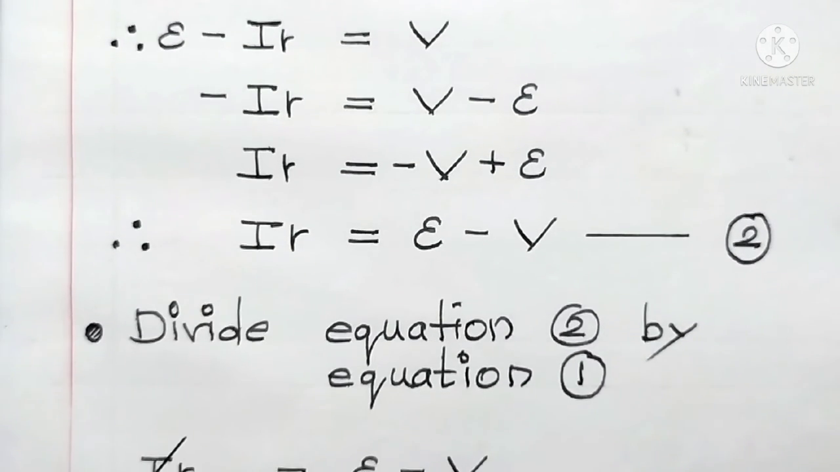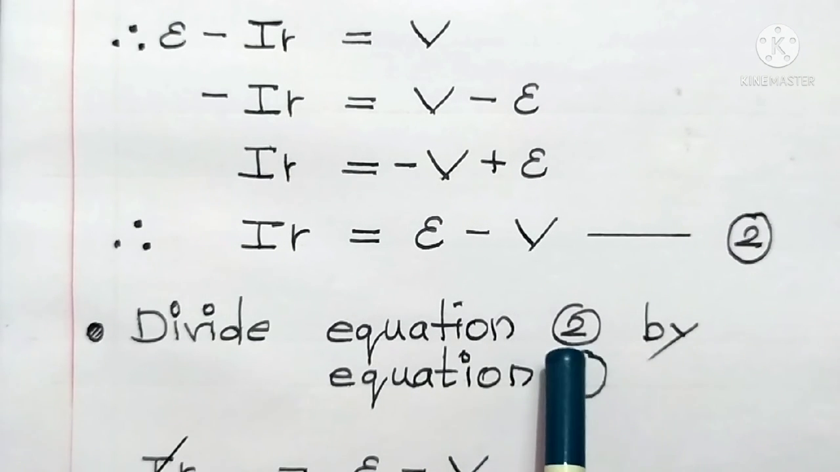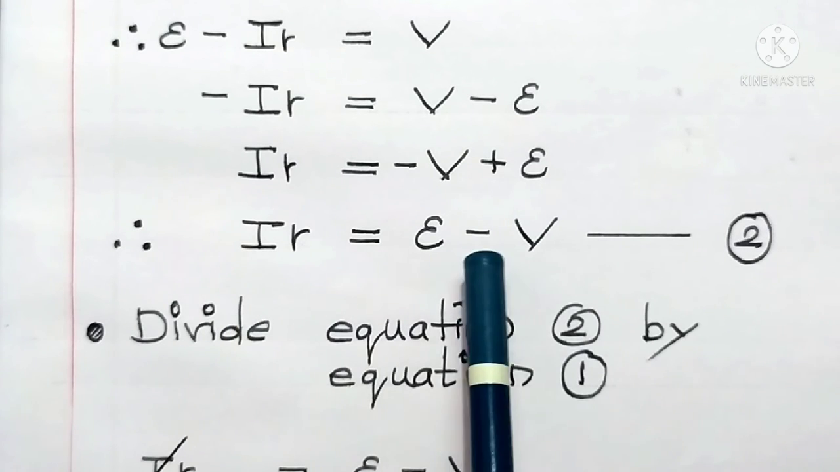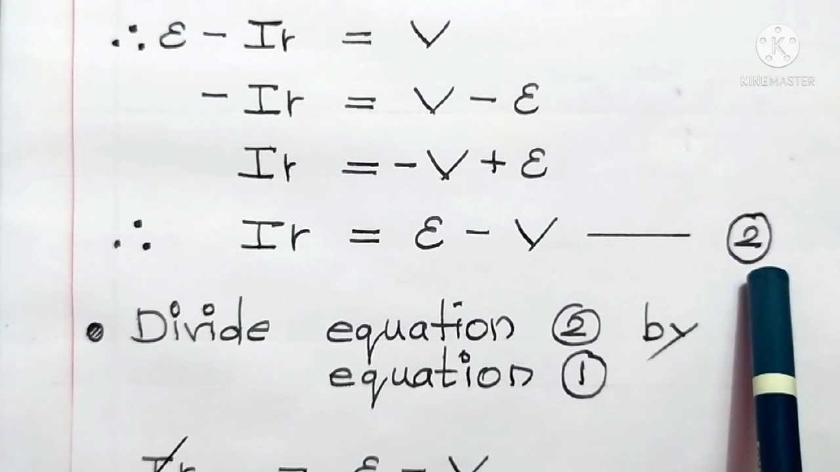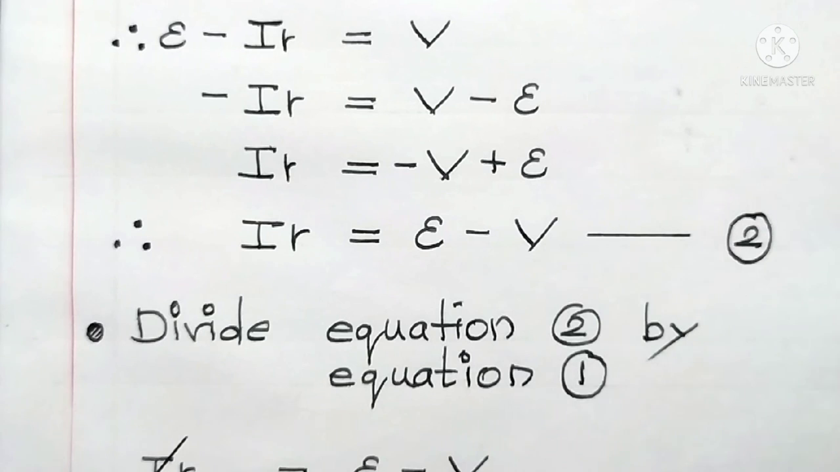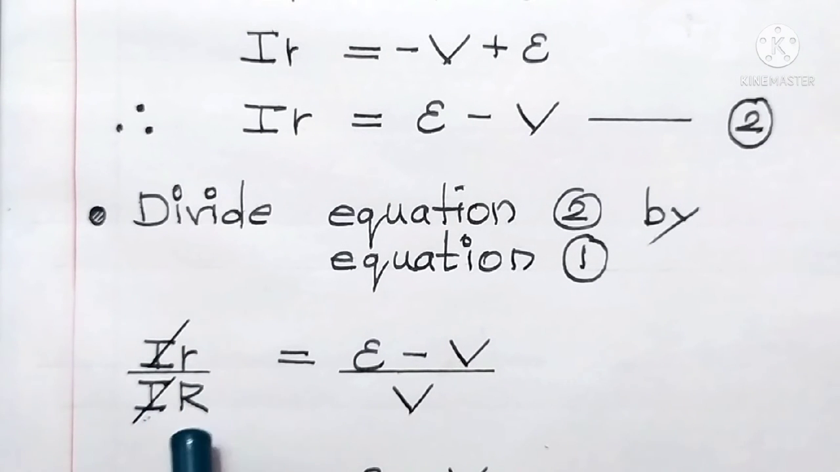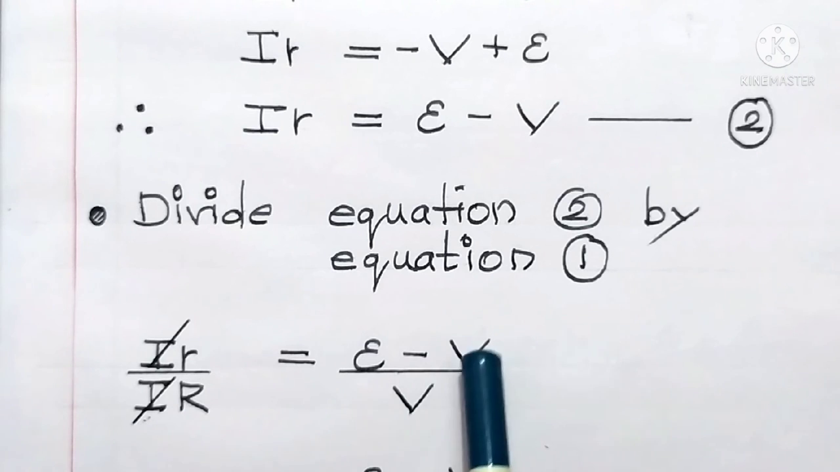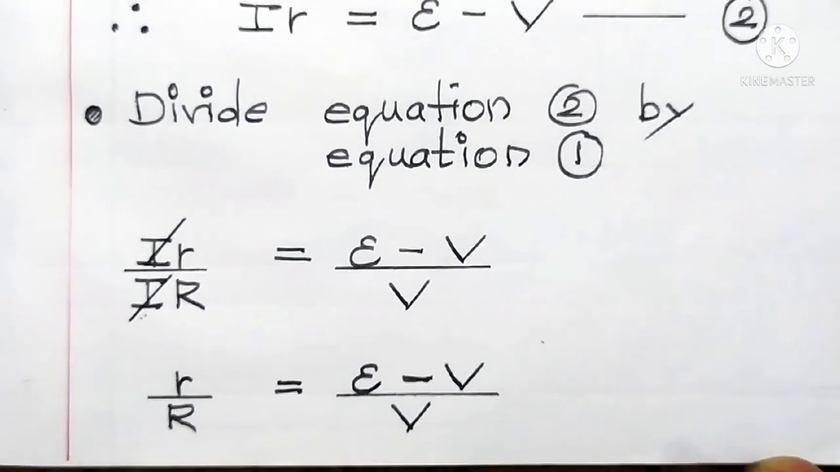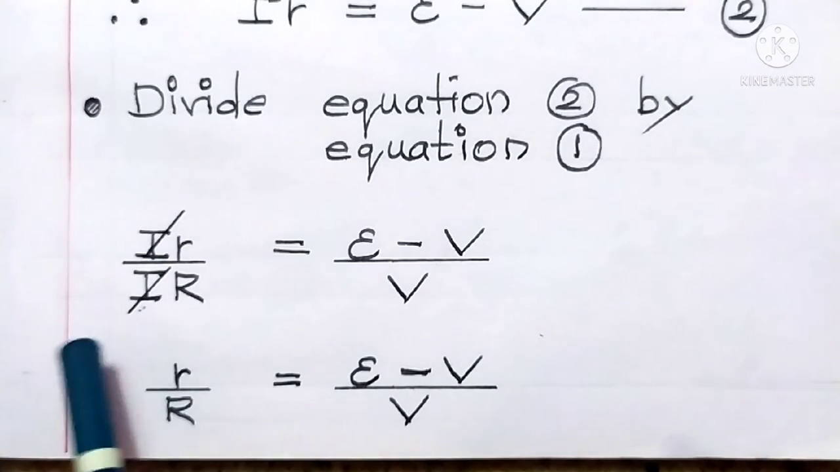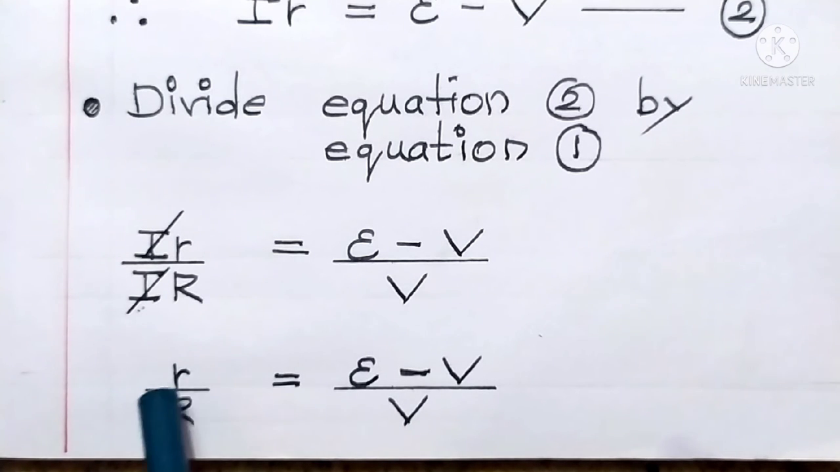Now divide equation 2 by equation 1. We know Ir is equal to E minus V is equation 2 and V is equal to IR is equation 1. So while dividing equation 2 by equation 1, we get Ir by IR is equal to E minus V by V. Here I and I get cancelled. So we get small r by capital R is equal to E minus V by V.